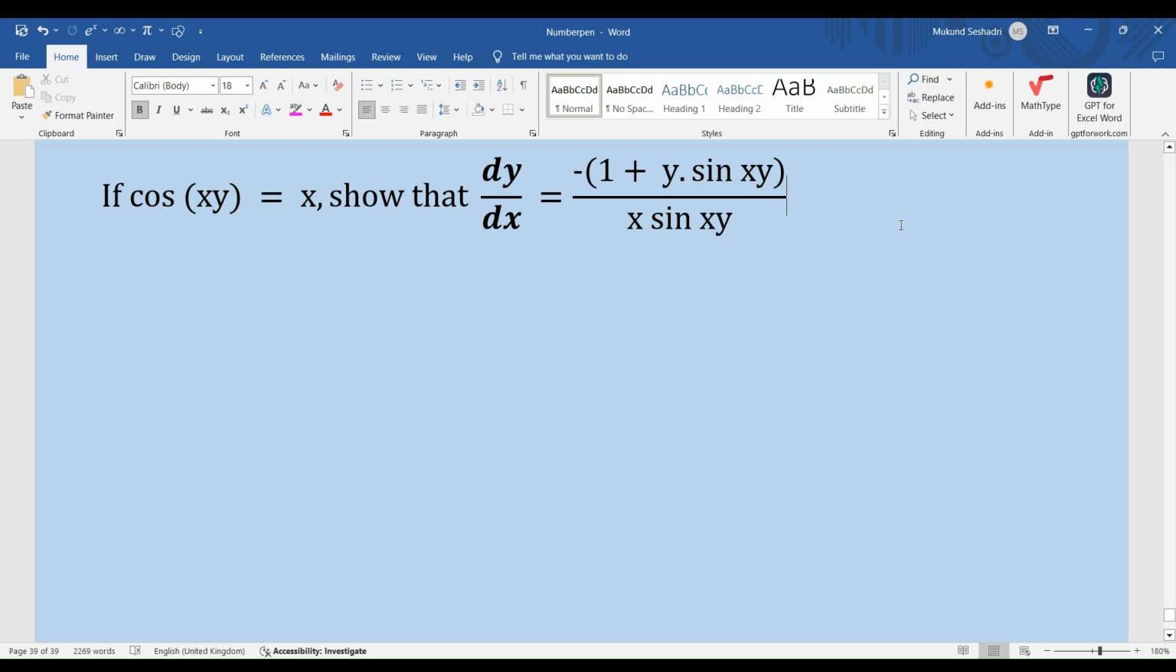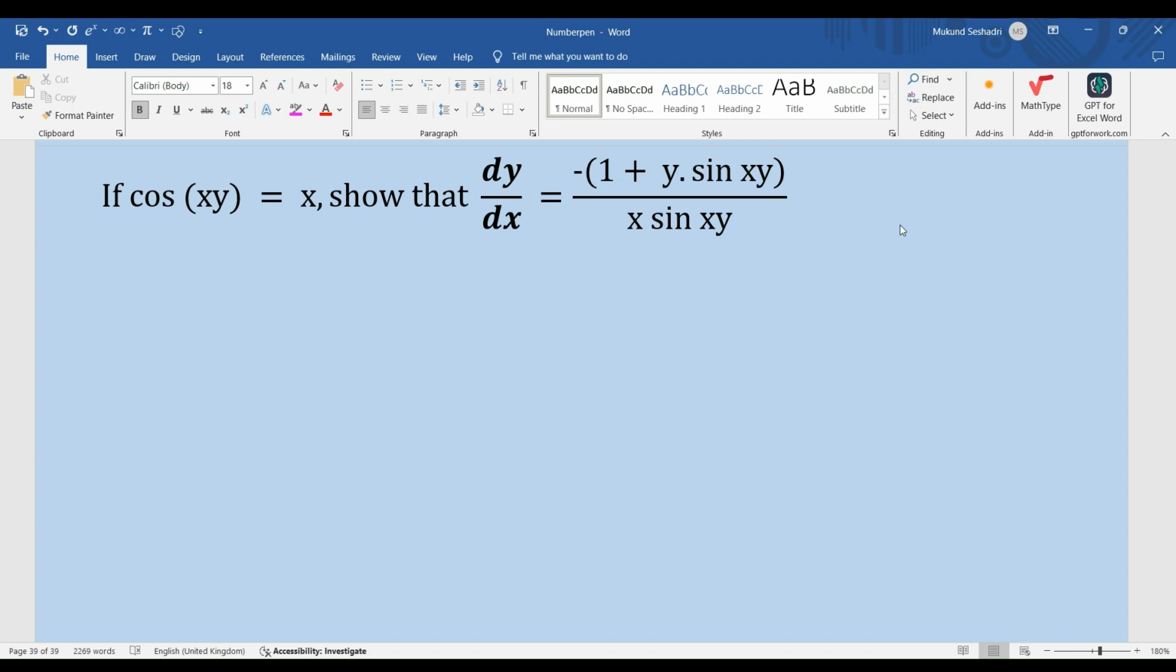So there we have the problem on our screen. If cos xy equals x, then show that dy by dx equals minus of (1 plus y) sine xy divided by x sine xy, right? So we have an implicit function, and therefore it is okay to have our final dy by dx in terms of y and x, right?